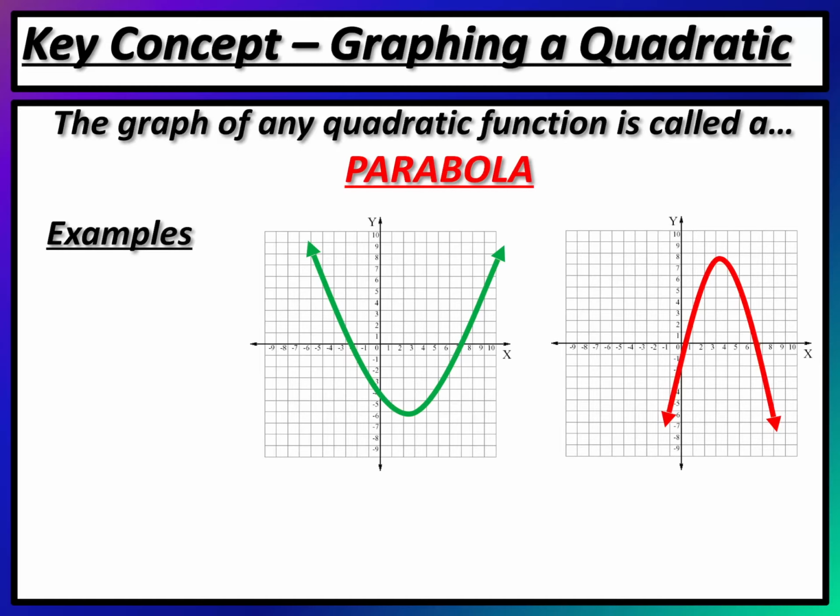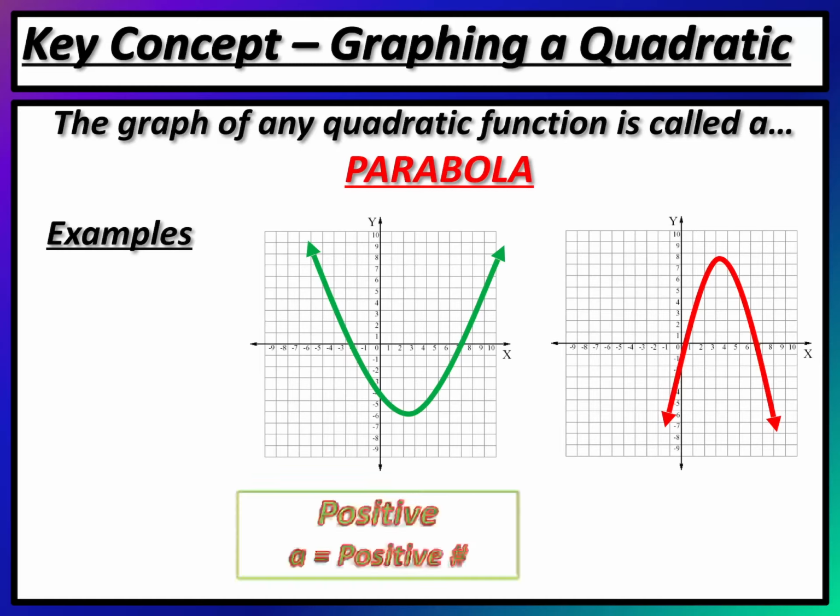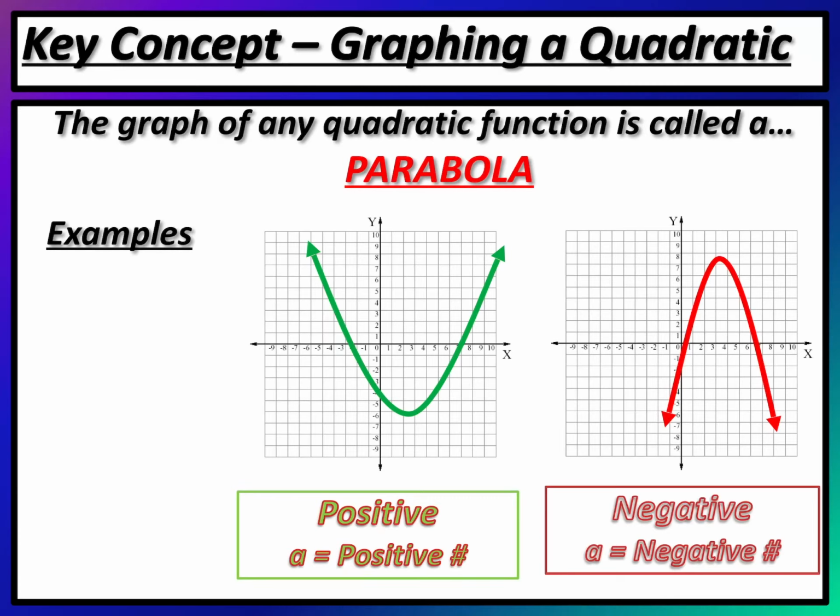Okay, so you see the parabola in green opens up. That's a positive parabola. That means that the a value in your equation, the ax squared, is a positive number. The red parabola is opening down. That is a negative. That means that the a in your ax squared is a negative number. So just by looking at the function, which is the equation, we could tell which direction our parabola is going to open.